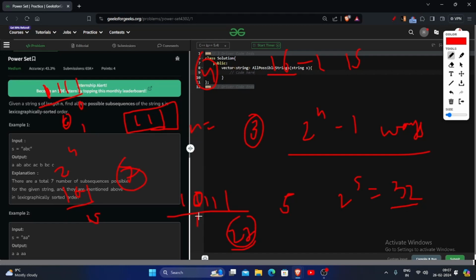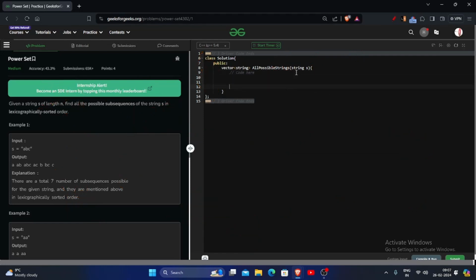So at some time this would be set, sometimes it won't be set. So if I have to code this problem now, I first need to find the length of the string, that is s.size(), and now we need the range. You can find the range either using the power function, 2 raised to the power n minus 1, or you can do 1 left shift by n, minus 1.